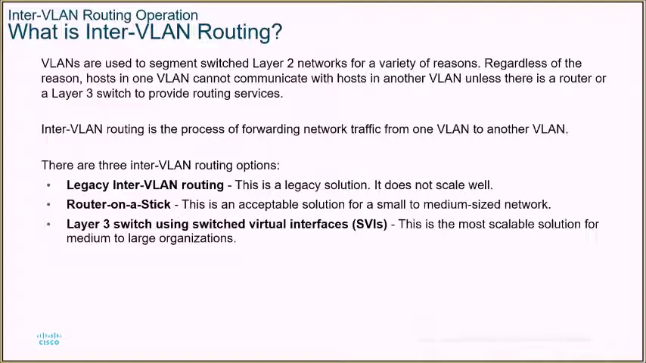Router on a stick is where you only have to use one interface on the router, and you can create sub-interfaces on it that are members of each VLAN, and so you can route between those. And then layer 3 switching, where typically you'll use switch virtual interfaces. Up prior to now you've used VLAN 1 or VLAN 99 or whatever it might be, but with a layer 3 switch you can have more than one SVI up at a time, and they are the border between the networks. This is the most scalable solution for medium to large organizations.